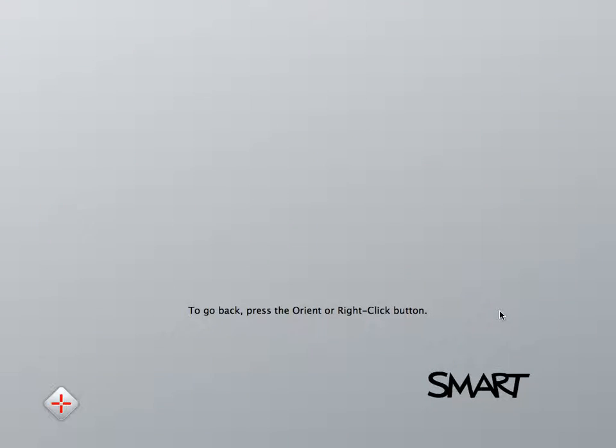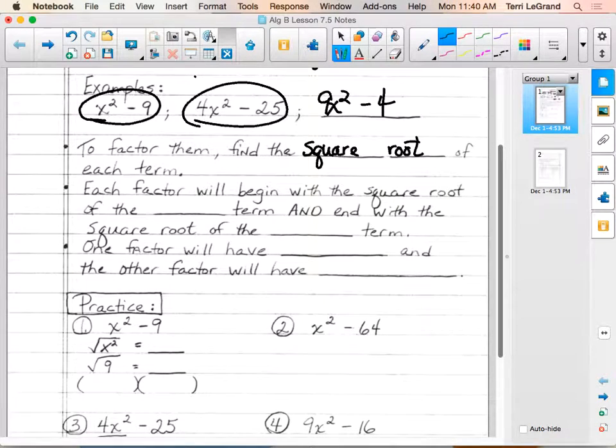Each factor needs to begin with something and end with something. Well, when we find the square root of each term, those end up being what they're going to begin with. So each factor will begin with the square root of the first term. So when we find the square root of the first term, that's what our factors are going to begin with, and end with the square root of the last term, or the other term. There's really only two terms. But then we have to decide what kind of operation is going to go in between them.